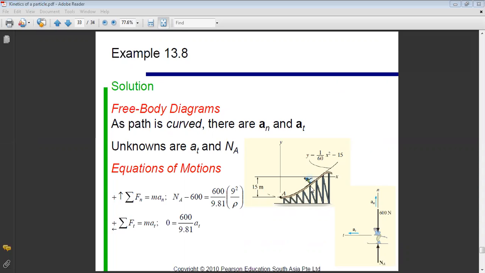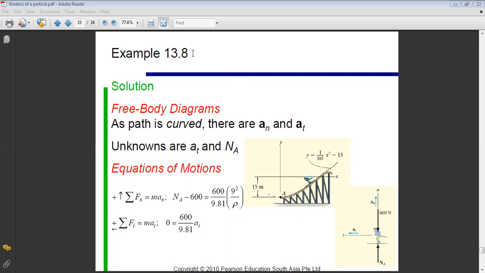So you have a skier going down a path, and the equation of the path is given. Y is equal to 1 over 60 x squared minus 50. You want to find what will be its acceleration when he reaches point A. Okay? So the question is to find what is the acceleration when we reach point A.